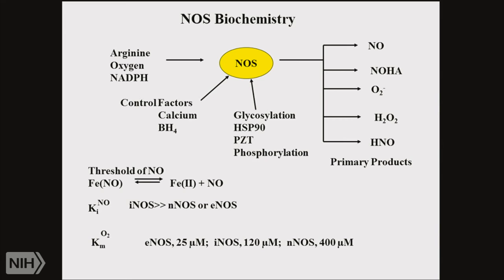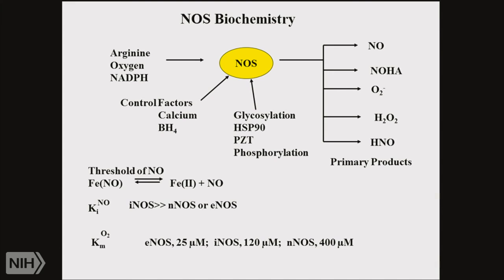NOS biology. So the biochemistry of this is fairly complicated. It's been argued that this is the most regulated enzyme there is. It's regulated both at the transcriptional level, it's regulated here biochemically, and it's tied into a lot of metabolic pathways, such as oxygen. It's very sensitive to oxygen, and NADPH and arginine. All these are required to generate nitric oxide. Cofactors like calcium, tetrahydrobiopterin are critical, and it can be regulated post-transcriptionally by a number of different mechanisms, including phosphorylation.